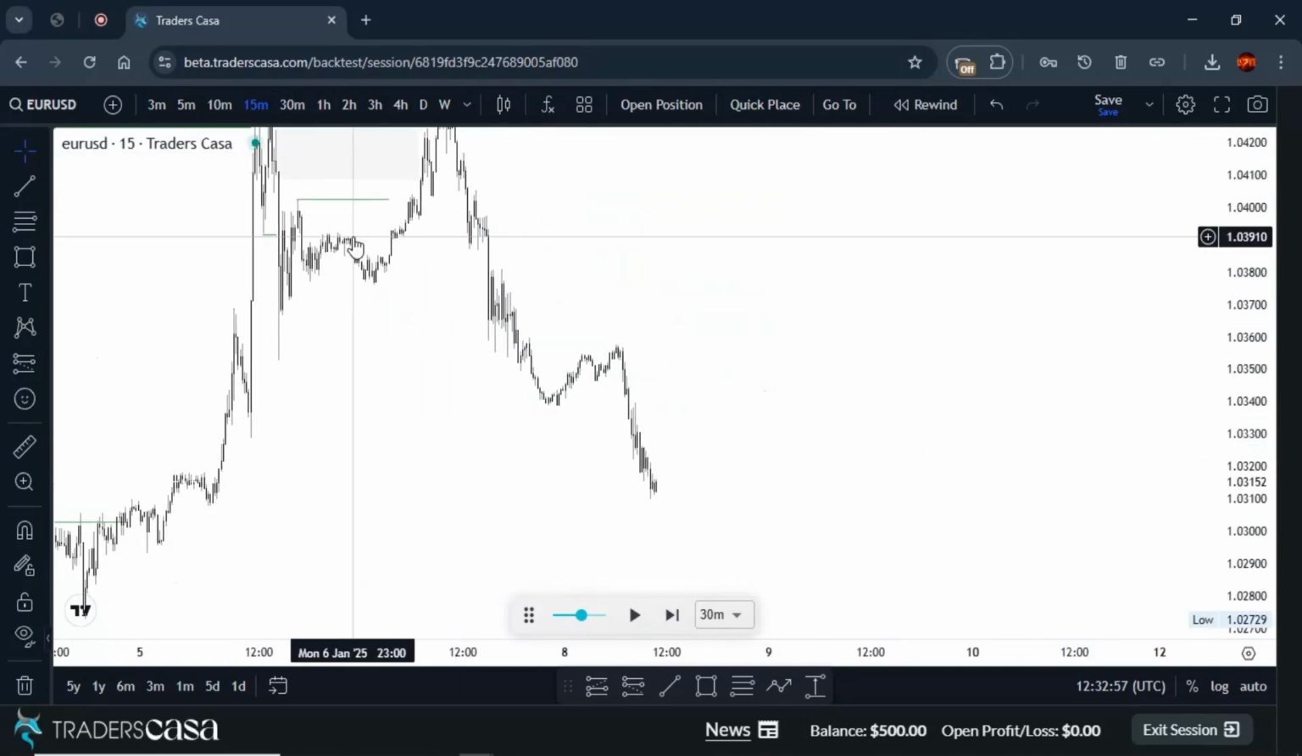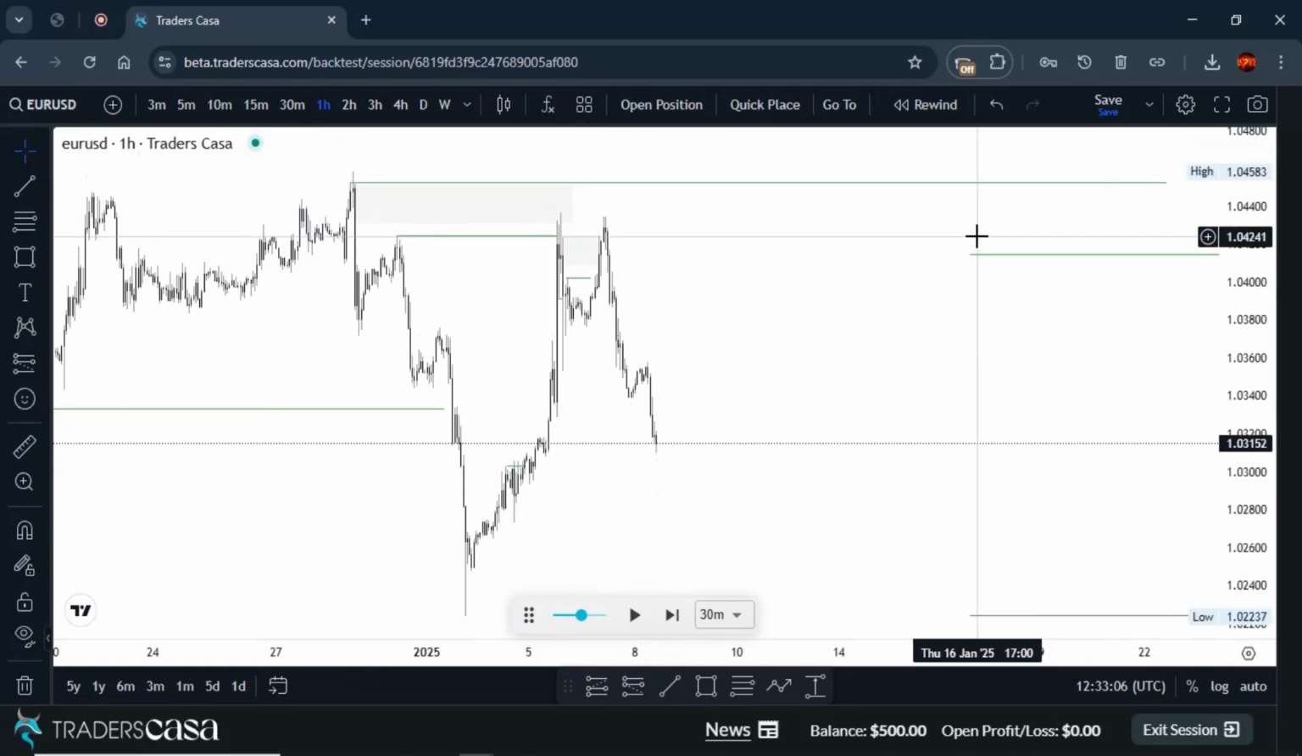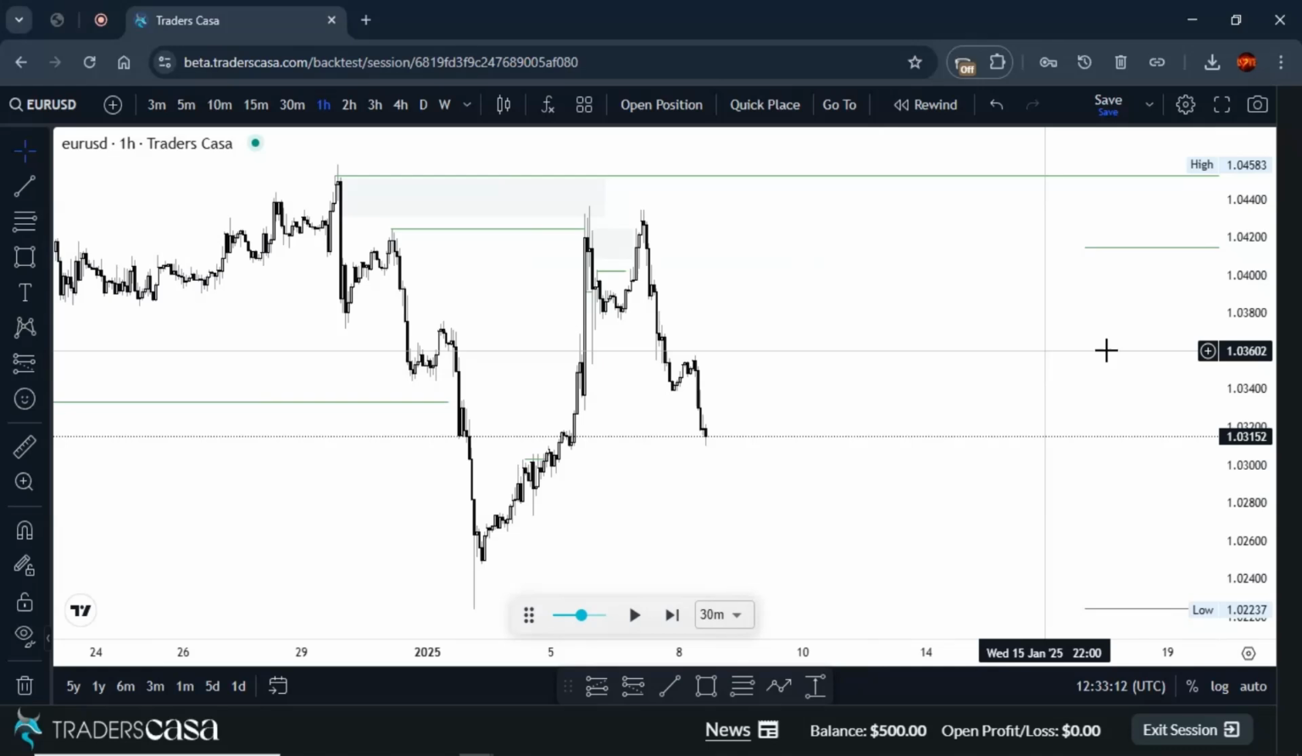Okay, so we've gotten our confirmation on the 15 minutes, we've sold, and now let's get back to a 1 hour time frame and see what price is doing. Okay, so you can see how I mix up these time frames together. First of all, the 4 hour time frame, then back to the 1 hour time frame, and then over towards the 15-minute time frame.